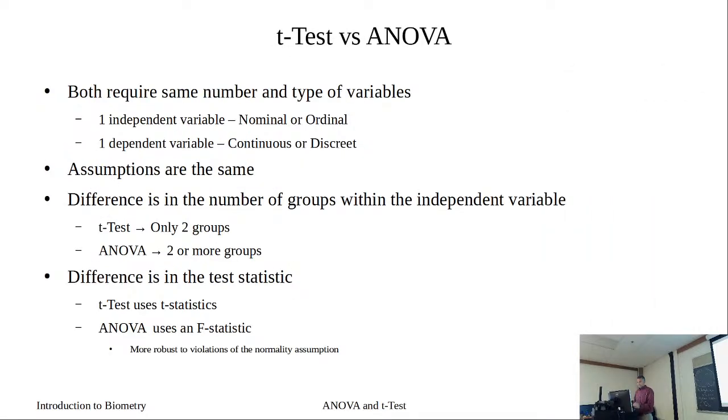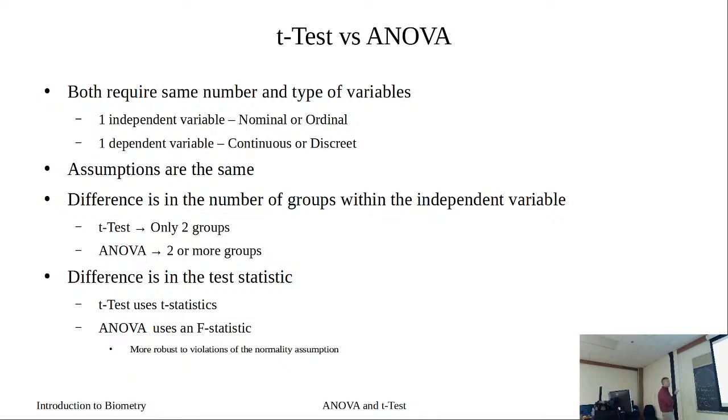All right. So t-test versus ANOVA. They have the same number and type of variables. Both of them require one independent variable, that's our grouping variable. Both require one dependent variable. That has to be our measurement, so it's either a continuous or a discrete variable. Our assumptions are the same. Data are random and independent. Data are normally distributed within each group, and we have equal variances.